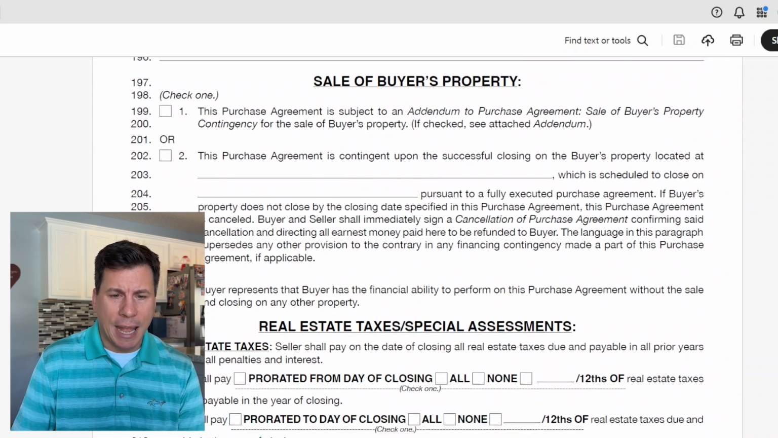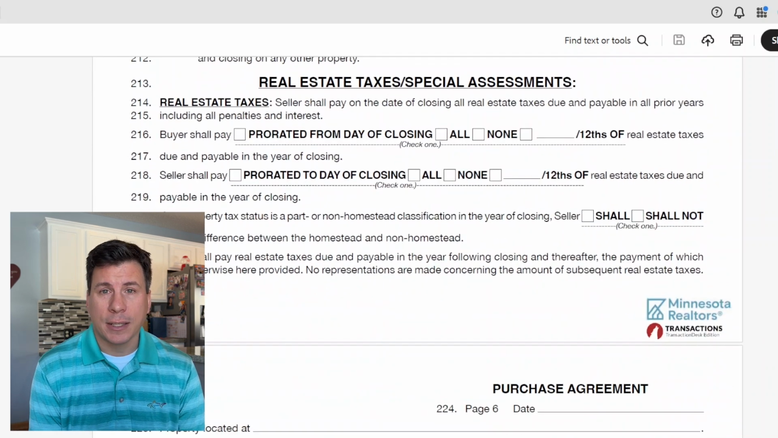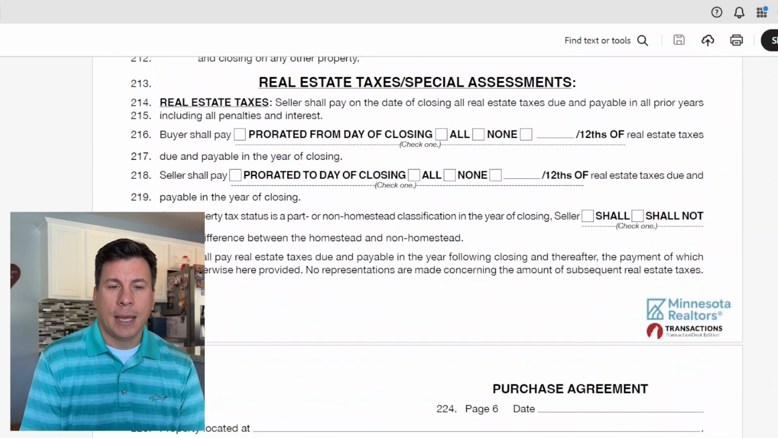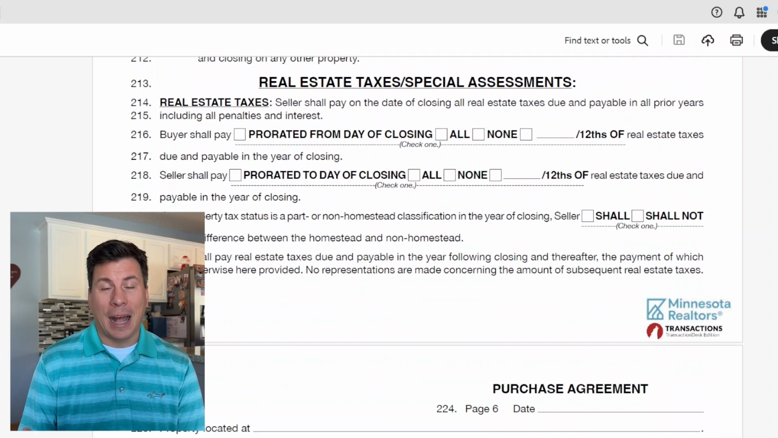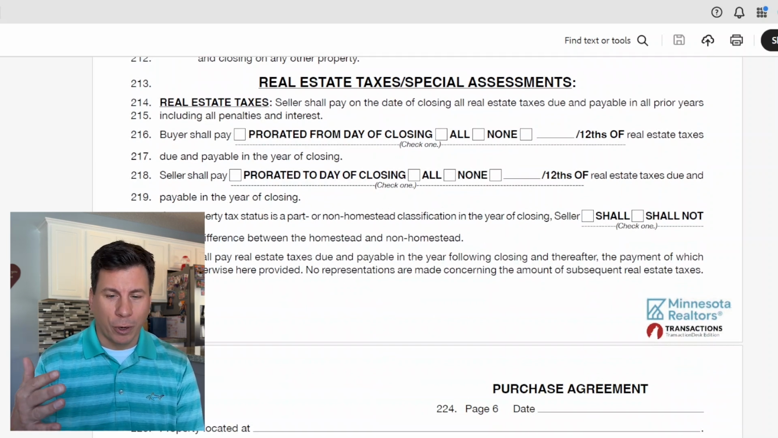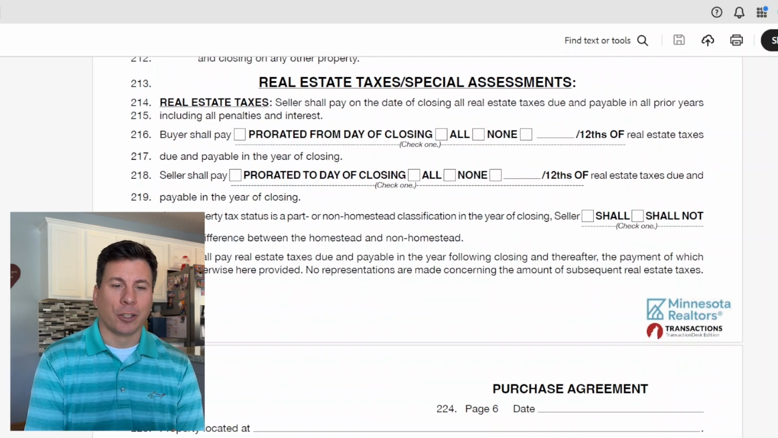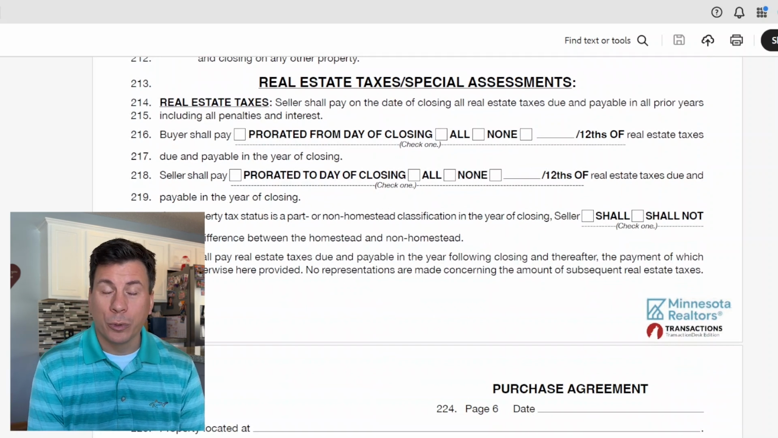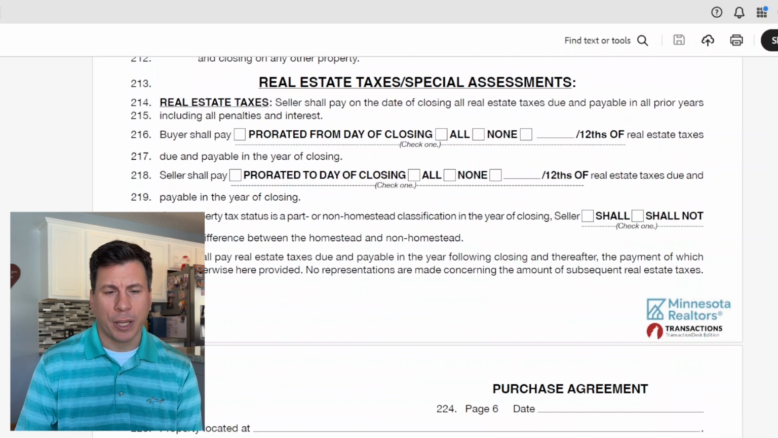And then we talk about the taxes. The property taxes, we're usually prorating those. And what prorations means is, if I were to close on May 30th, I as a buyer am responsible for the property taxes the following day, and the seller is responsible all the way through the end of May 30th. So that's what a proration means.